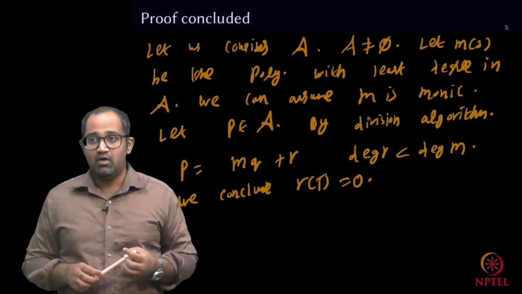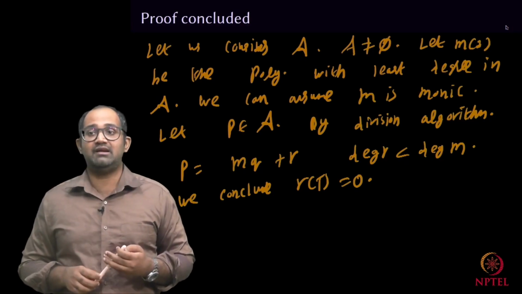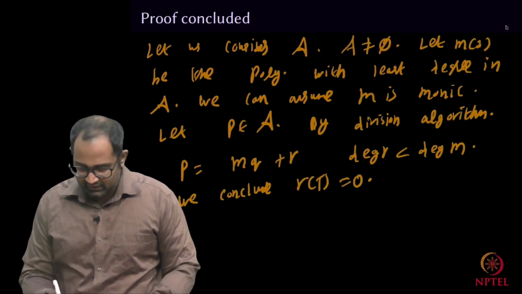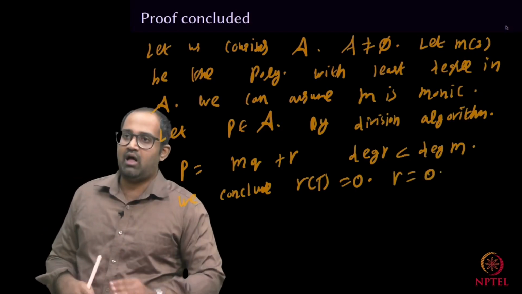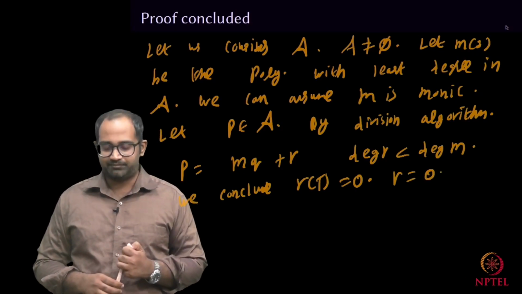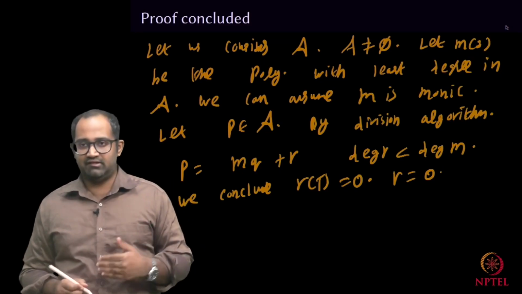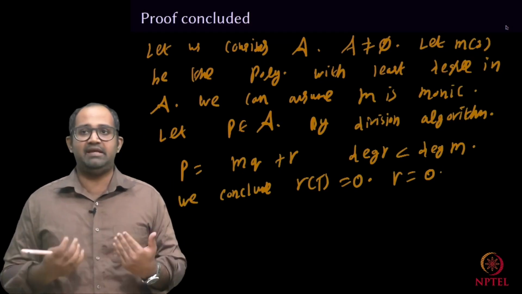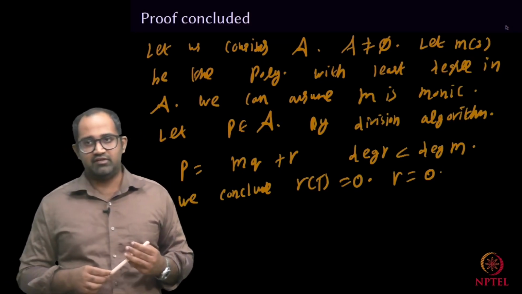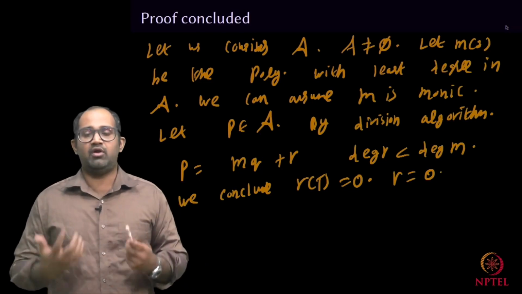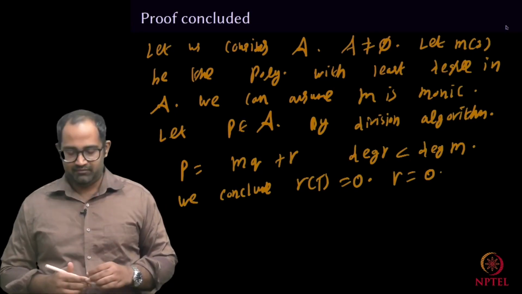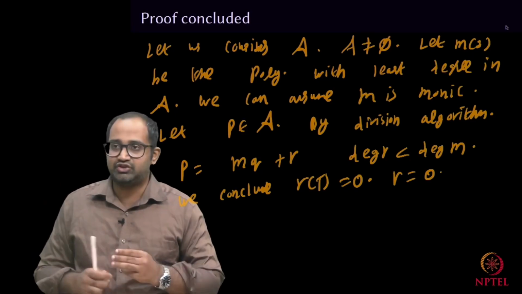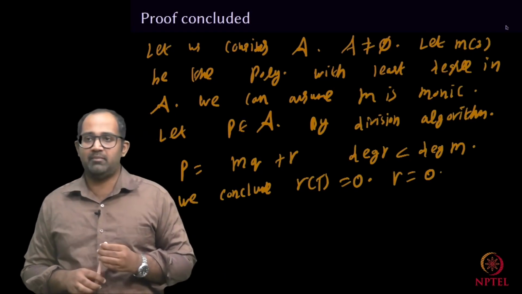So you will get that R of T is 0, but degree of R is less than degree of M. So the only conclusion possible is R is 0. R has got to be the 0 polynomial. And because R is the 0 polynomial, we have concluded that P is a product of M and Q, which is what the claim was. Every polynomial that annihilates T must be divisible by M. And of course, you still have to show that there is a unique monic polynomial.